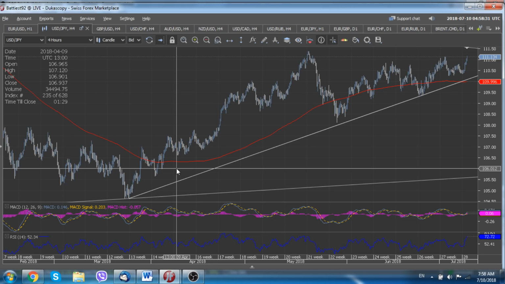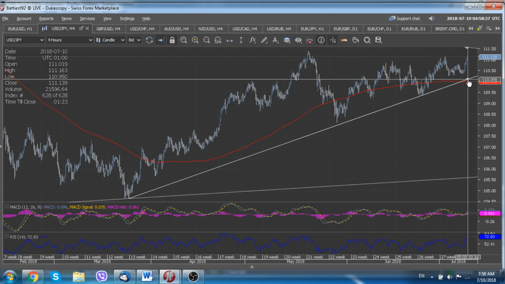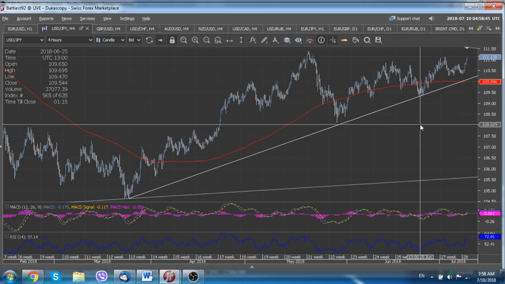Anyway, at the moment the yen is really very weak, while trading above its current uptrend located at 110.10. Also its moving average 200 hourly line is around 110. And while trading above that trend line, the dollar yen should keep its upside momentum.